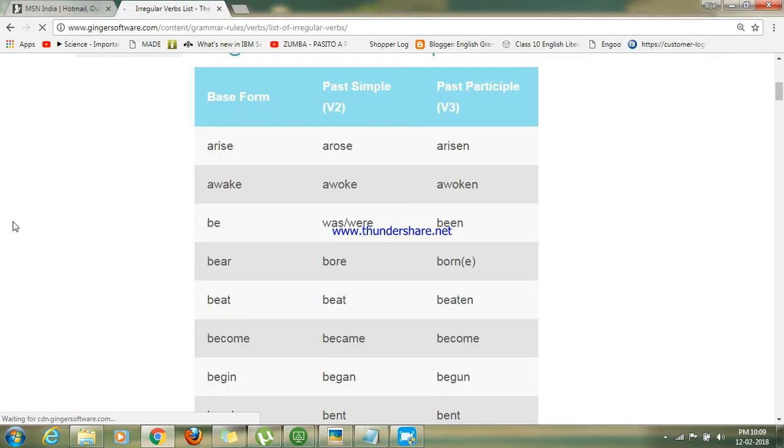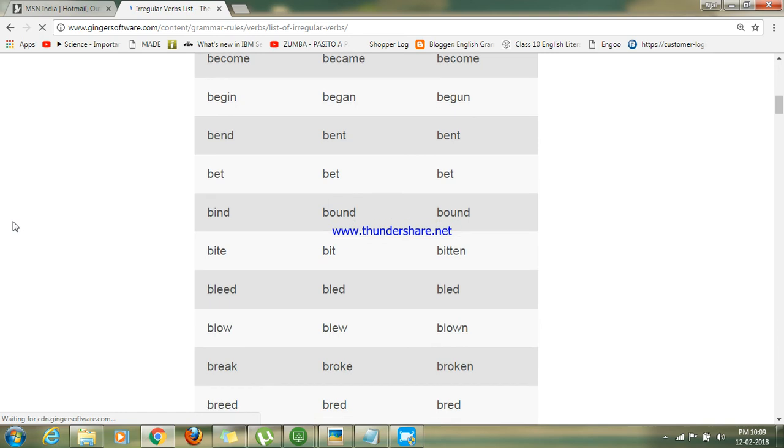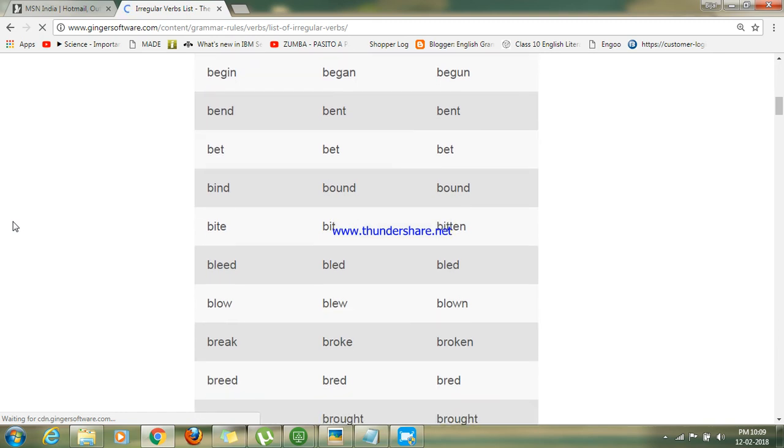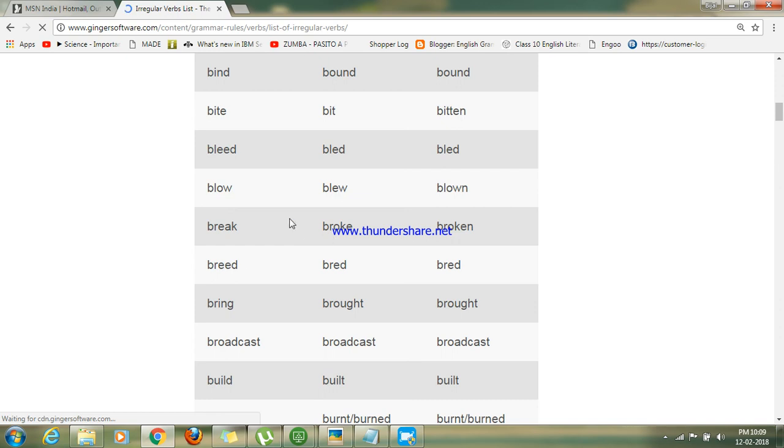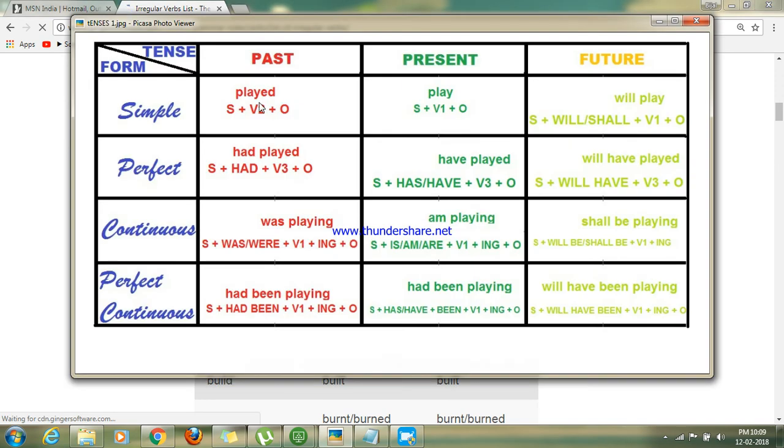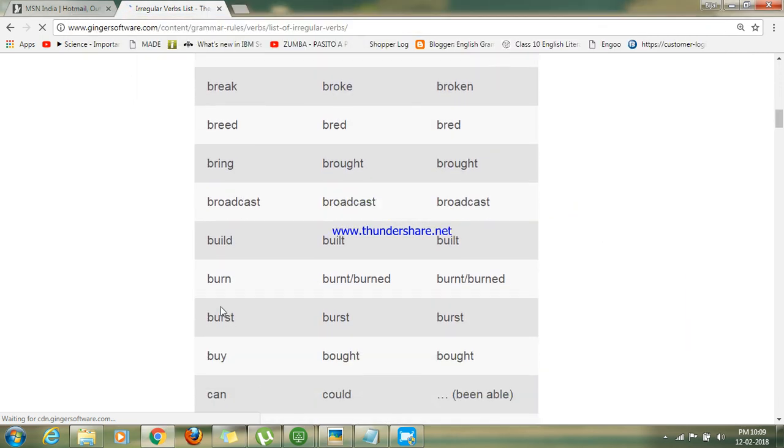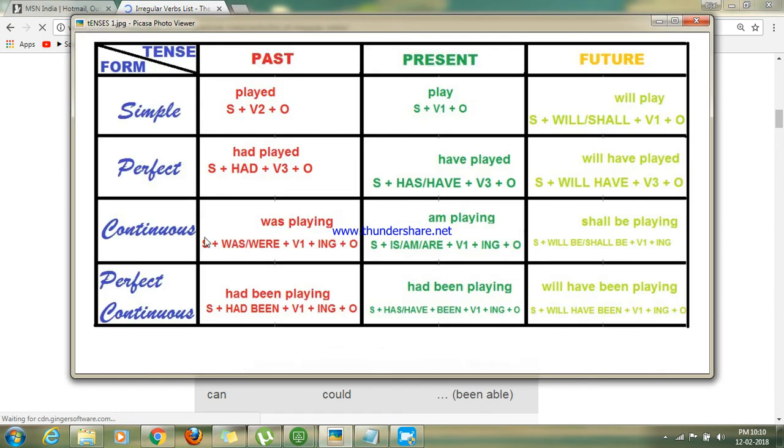So likewise, if I give you any verb, you should be in a position to make a tense out of it. So for the irregular verbs, for example, break. If I ask you a question, make a perfect continuous tense for break. So it will be I am breaking my anything, any object. I'm breaking my cycle. Let's say burst. So V1 is burst, V2 is burst, V3 is burst. I was bursting. I am bursting, and so on. So this is all about tenses.